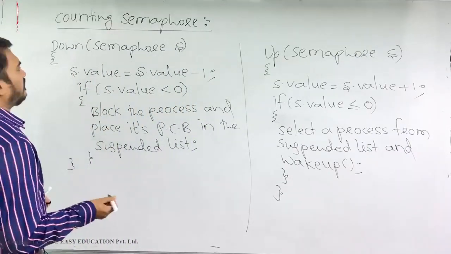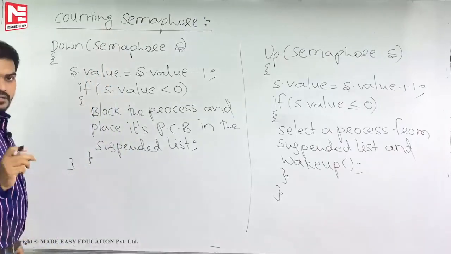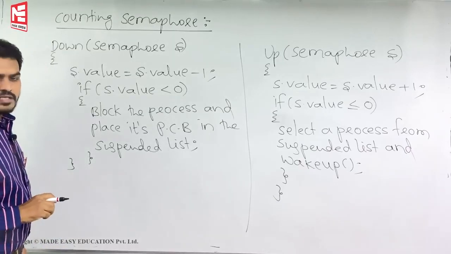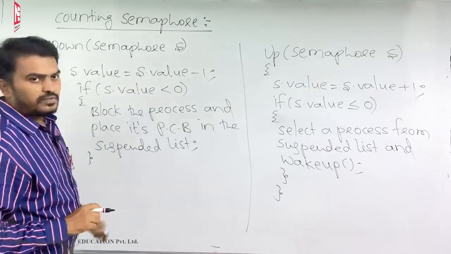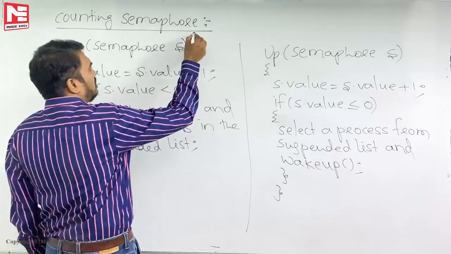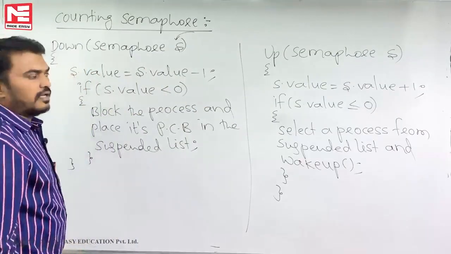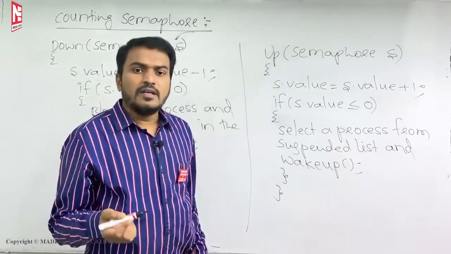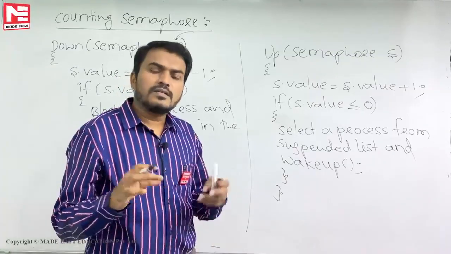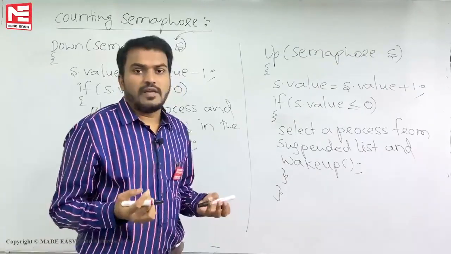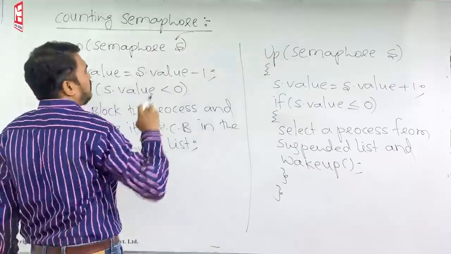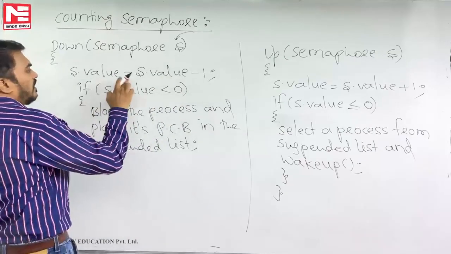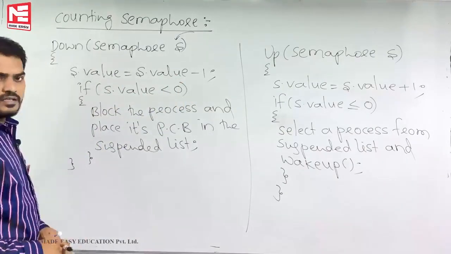In the down operation, when a process is performing the down operation on the counting semaphore variable, this is what is going to happen. You are reading the semaphore value. The semaphore value can be any value, since it is a counting semaphore, from minus infinity to plus infinity. So you are just reading the semaphore value, and after that you are decrementing the value by 1. So simply s.value = s.value - 1.